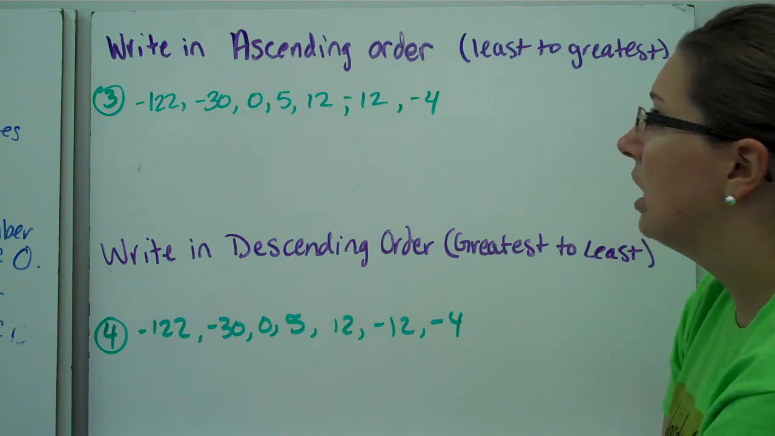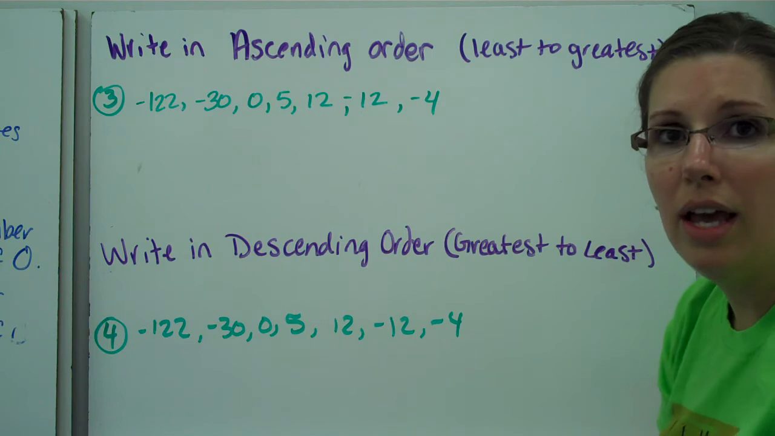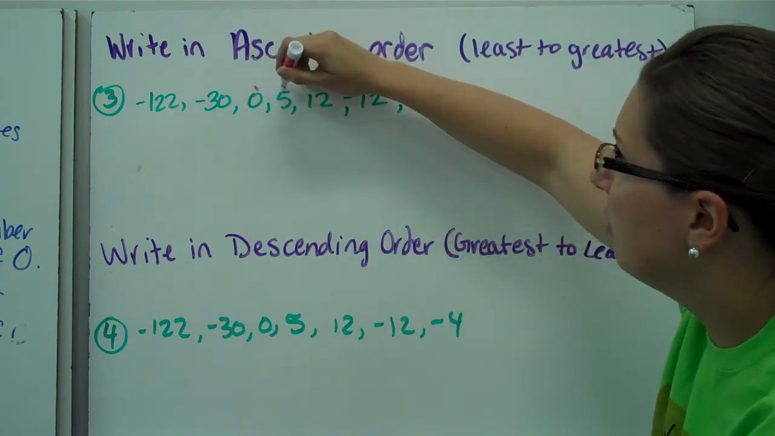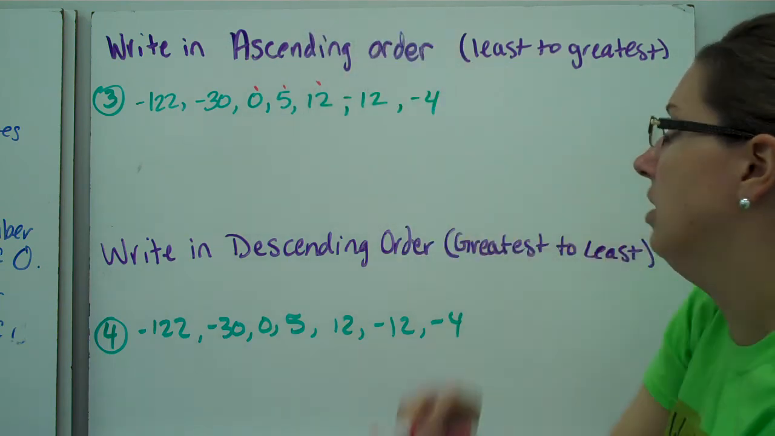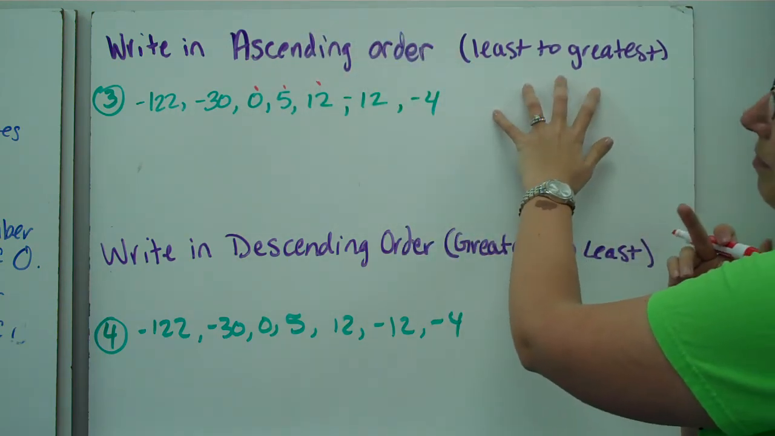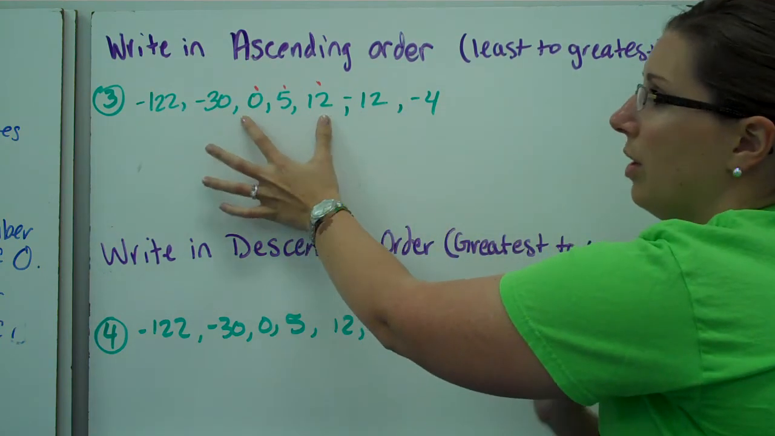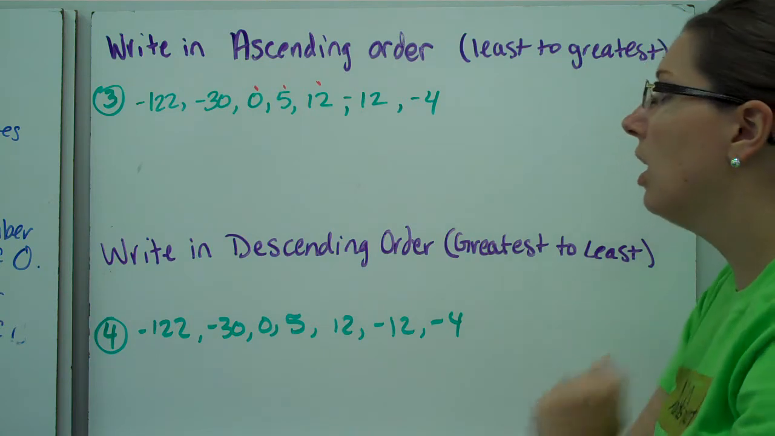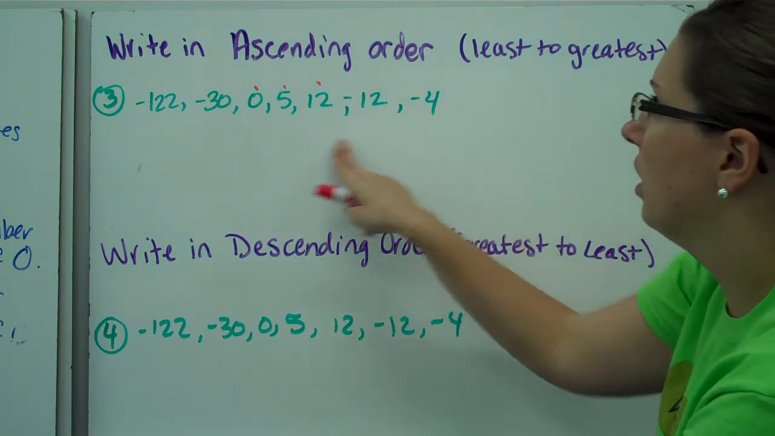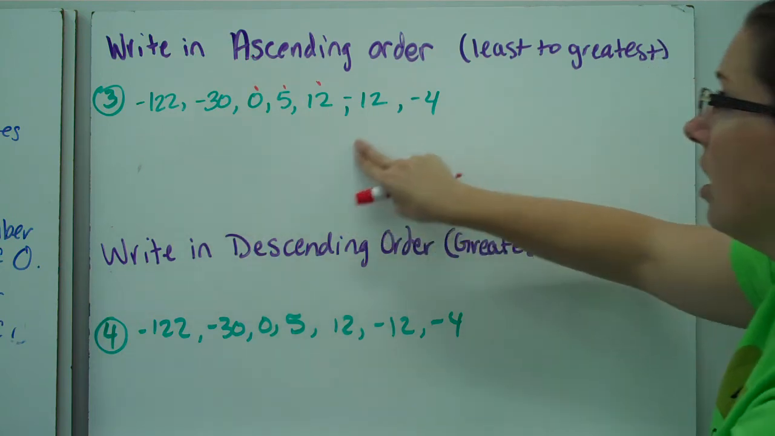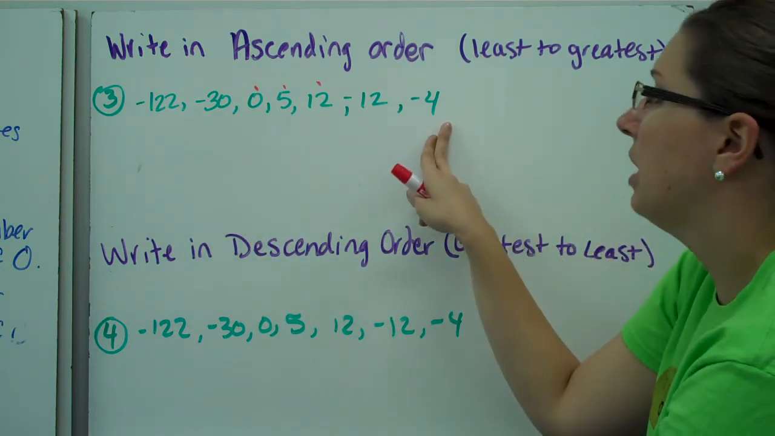So let's identify my positive numbers or my positive integers. Here's a positive, and here's a positive. So those are going to be my greatest values. If I look at just those, look, they're already in order, 0, 5, 12. Let's take a look at my negative values. Negative 122, negative 30, negative 12, and negative 4.